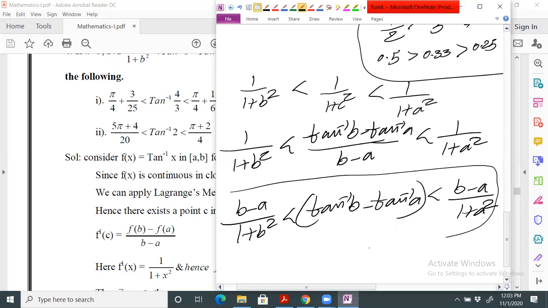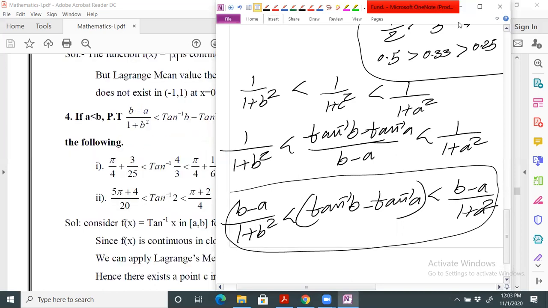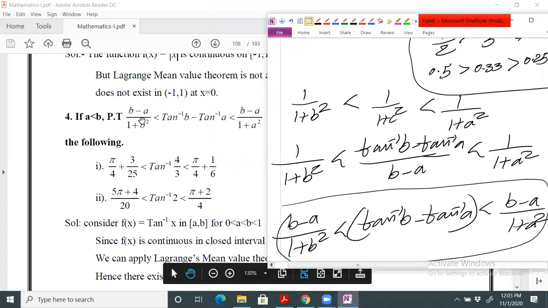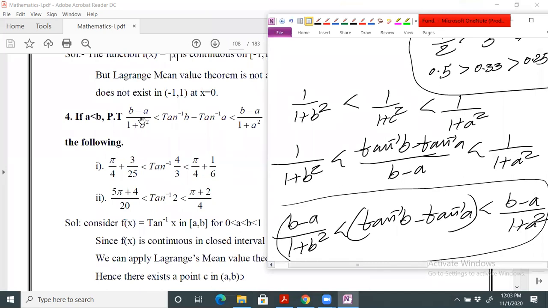Check what we have to prove. This one only we have to prove here. B minus A by 1 plus B square is less than tan inverse B minus tan inverse A is less than B minus A by 1 plus A square.